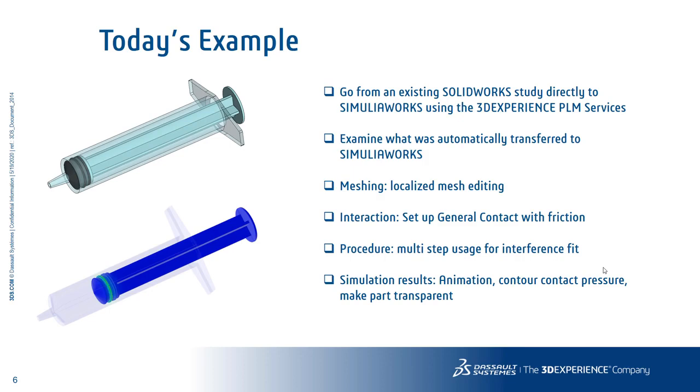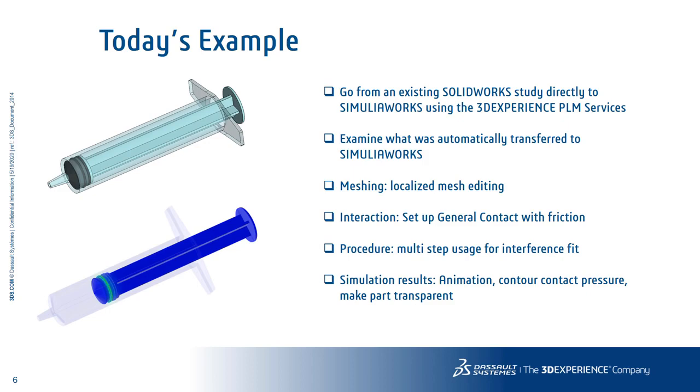To take a look at how to transfer your simulation models from SOLIDWORKS simulation to SIMULIAworks, we'll take a look at today's example. While we run through this example, we will see how to transfer SOLIDWORKS simulation studies directly to SIMULIAworks through the 3D Experience PLM services. We will examine what was automatically transferred, how the mesh as well as the contact conditions are transferred over, how to set up a multi-step analysis in SIMULIAworks, and last but not least, how to view your results and create animations, contour plots, make parts transparent, and things of that nature.